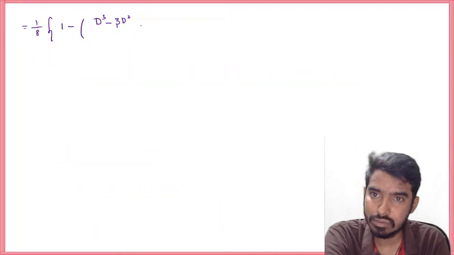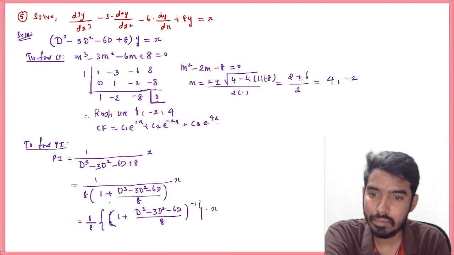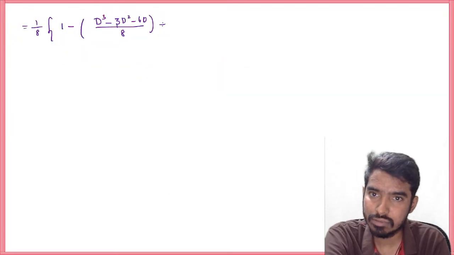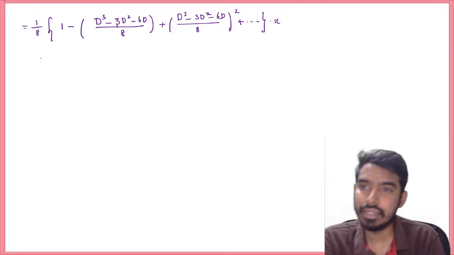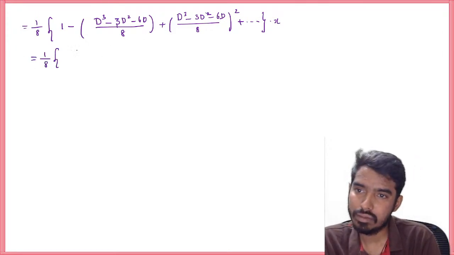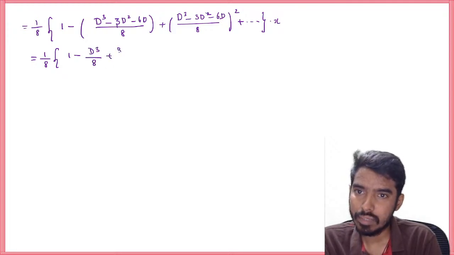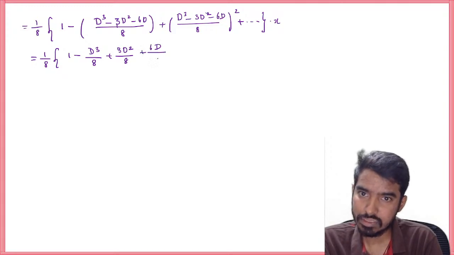D cube minus 3D square minus 6D. 1 plus x whole power minus 1 is 1 minus x plus x square, whole square and so on, into x, right? So this will be 1 by 8. So 1 minus D cube by 8 plus 3D square by 8 plus 6D by 8.